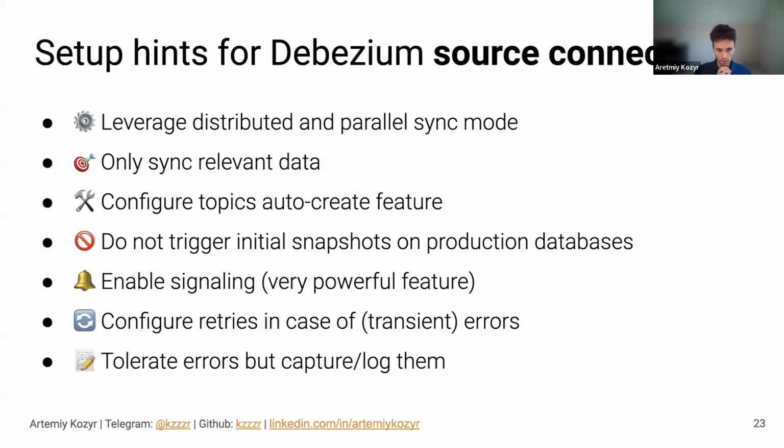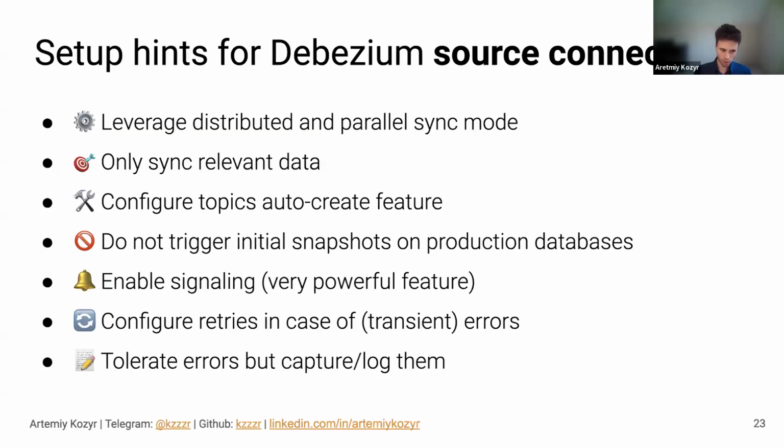Third thing is the topics auto-create feature. So Debezium can create topics in Apache Kafka automatically based on the configuration. You can provide this configuration. I would not suggest to trigger initial snapshots. I would suggest to never do it, because there's a really powerful feature of signaling and launching incremental snapshots, which are way better than blocking snapshots.